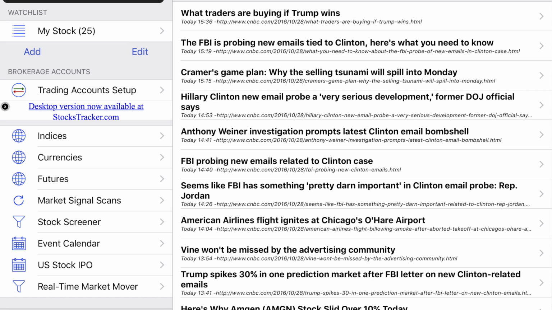So under that, you have trading accounts set up. Then you have indices. So if you just want to see what the indices are doing, then you can see what currencies are doing underneath that. Futures underneath that. Market signal scans, which is kind of like some technical stuff. You can click on that and see what's in there. There's a stock screener, so you can actually screen stocks for specific things. There's an event calendar, which is companies that are going to be having an event soon, so earnings calls, things like that. There's a US IPO, so it's going to show what new IPOs are coming out. There's a real-time market mover, so it's going to show all market movers and whatnot.